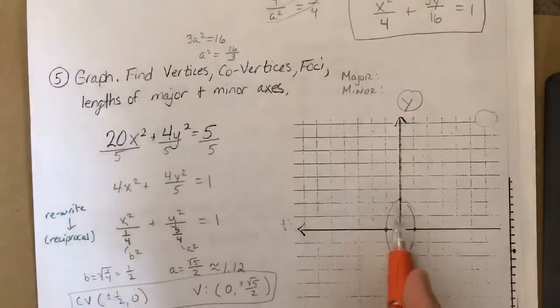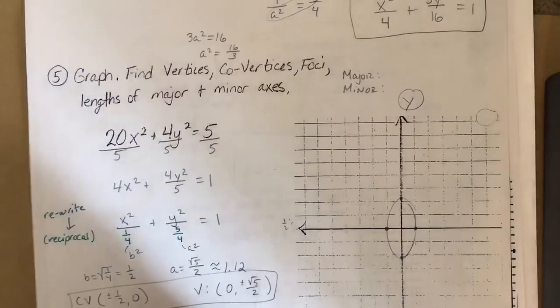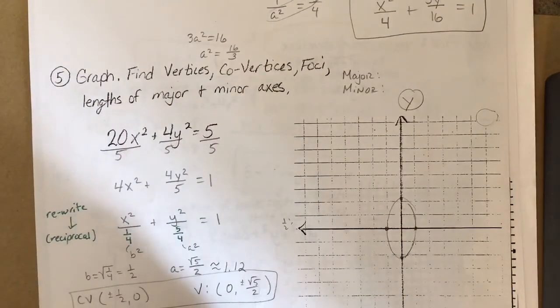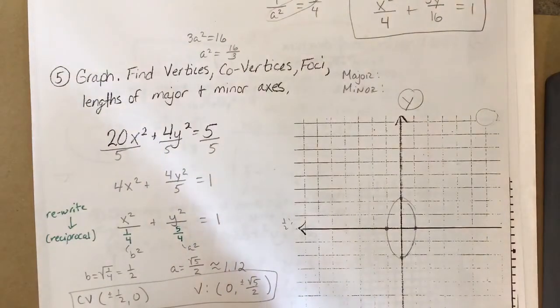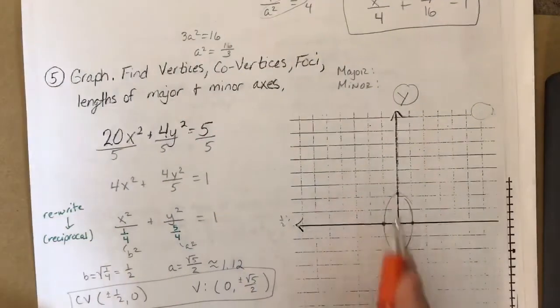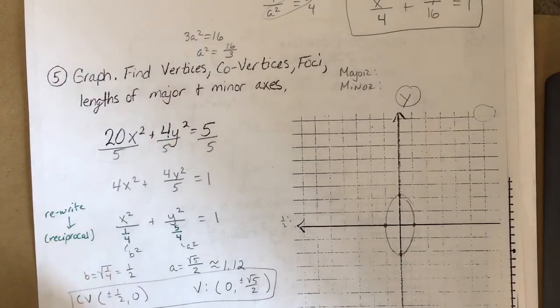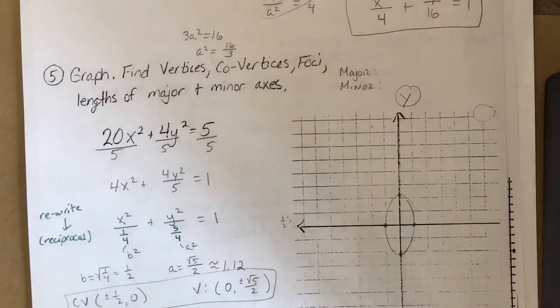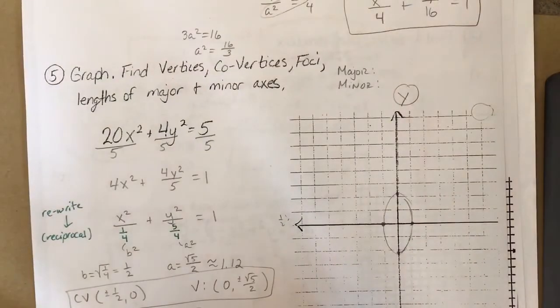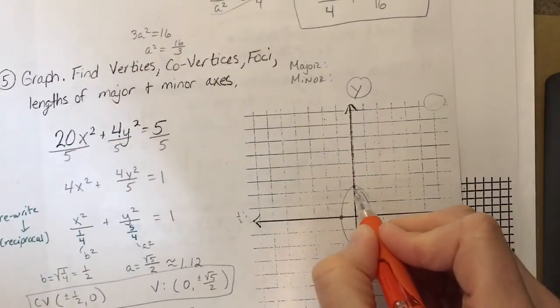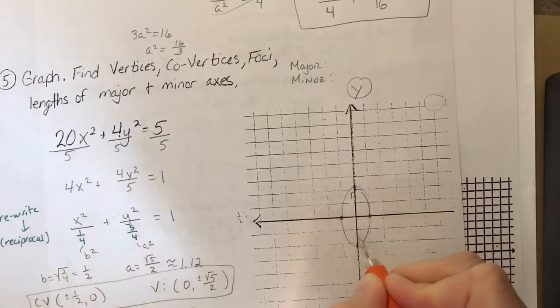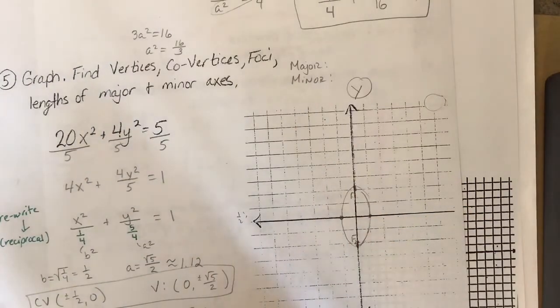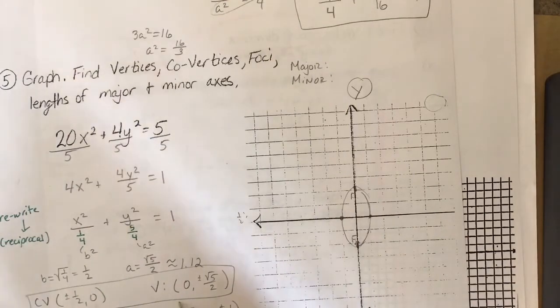Foci. I used b squared, 1/4, plus c squared equals a squared, because a is the largest distance. 5/4 minus 1/4, c squared is 1. Square root of 1, c is also 1. Very nice. The foci are (0, positive and negative 1).